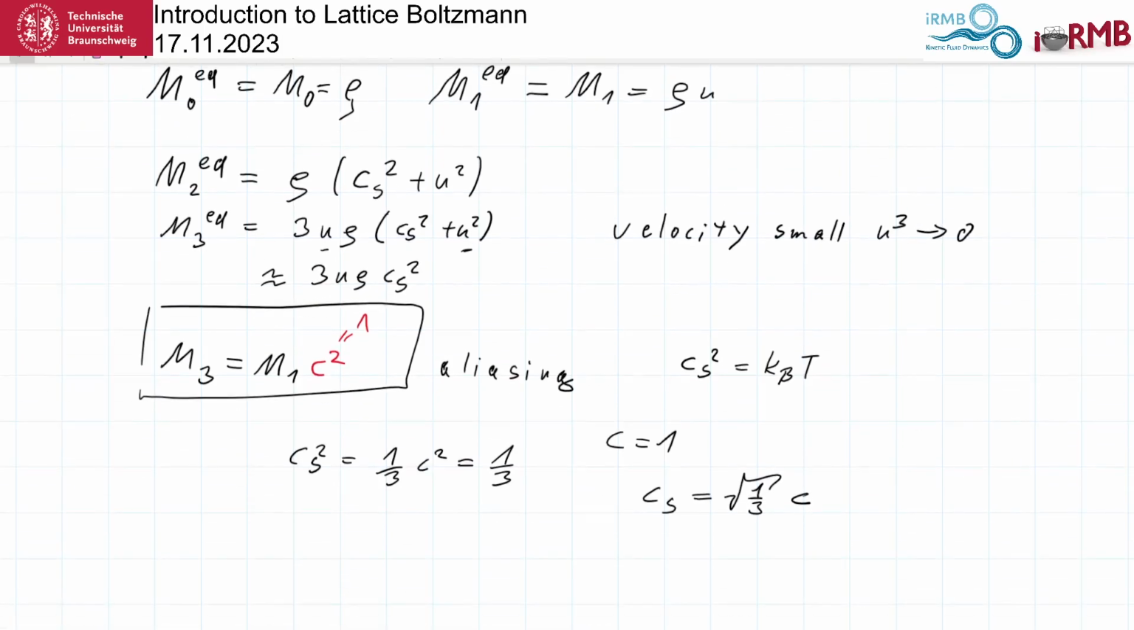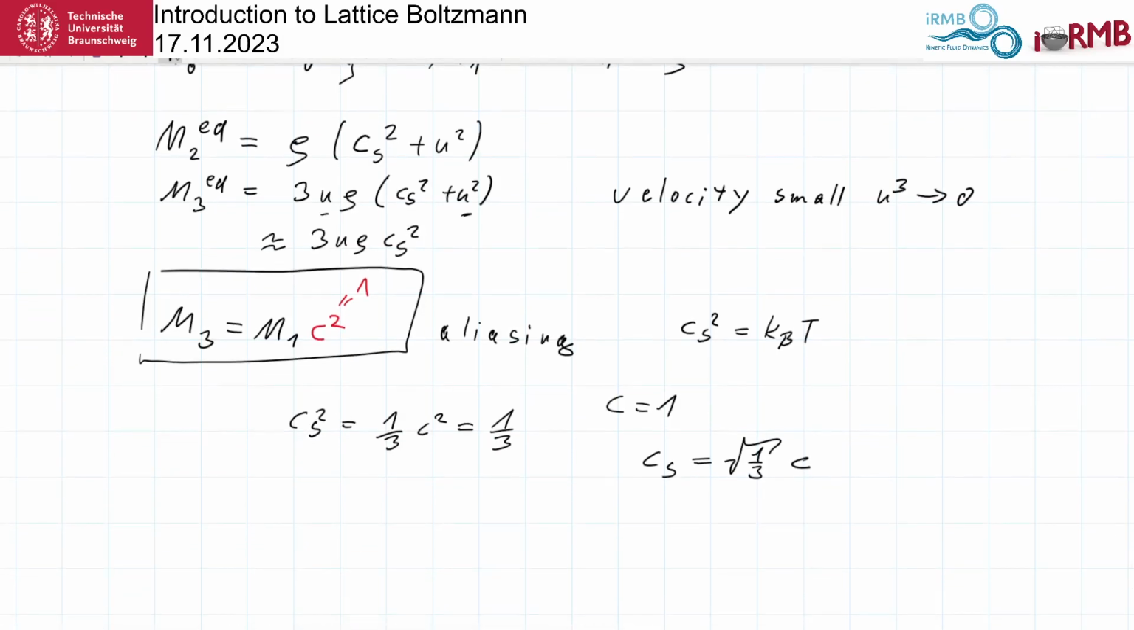Okay, now we have our equilibrium. We have 3 moments, we have 3 equilibria. Now we want to express our equilibrium in terms of the populations. So, populations from moments.